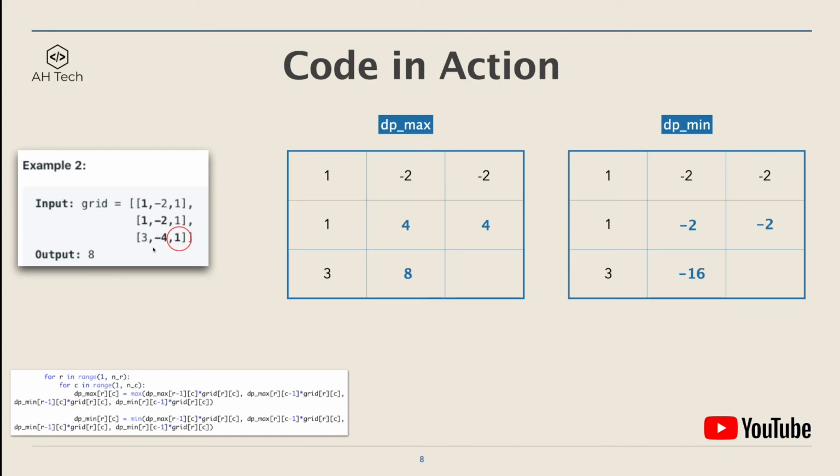Finally, the last cell. Its value is 1. Following the same process, we will get 8 in DP max, and this will be the answer.